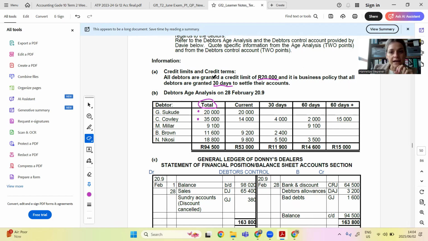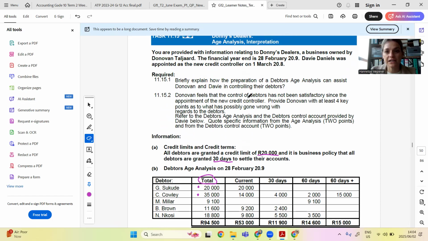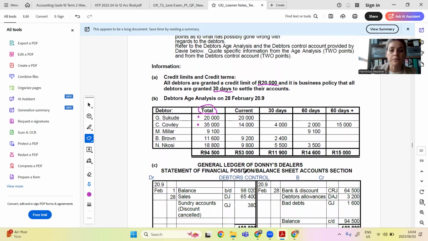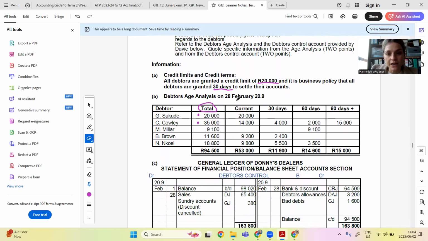Then it says that debtors are granted 30 days to settle their accounts. So this is the current month. The month that you are currently in is Feb. You can also see over here the age analysis on Feb. So that means your current sales are sales that happened within the month of Feb. Then 30 days means their account has been outstanding for 30 days. So it's not in the current month, but the month prior to the current month, they made purchases and they still haven't made payment. So 60 days is 2 months back, December.